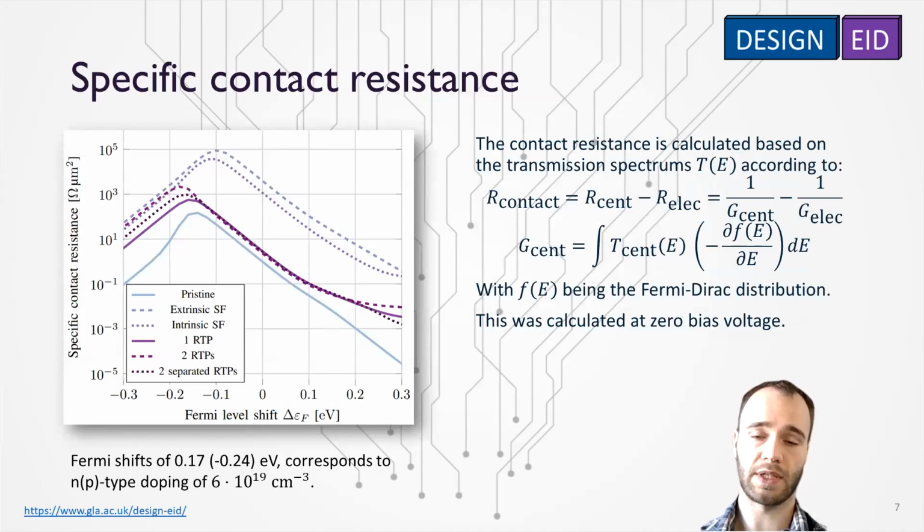To further investigate this, we calculated something called the specific contact resistance, which is calculated as the difference in resistance from the central region to the electrodes, which is calculated from the conductance, which is again calculated from the transmission spectrum in the usual fashion.